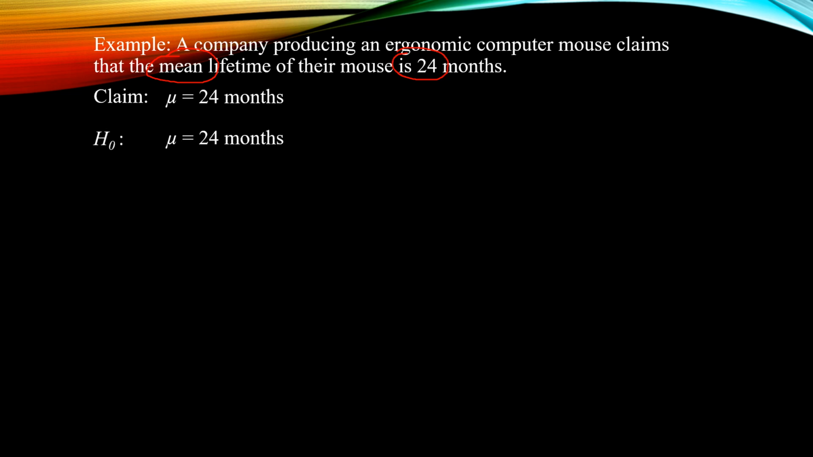The opposite of this claim would be what is true if this is false. The only possibility is that the alternative hypothesis is that the mean is not equal to 24 months. You could get a sample statistic that shows you having a lifetime much lower than 24 months or much higher than 24 months, either of which might lead you to the conclusion that the mean isn't actually 24 months.